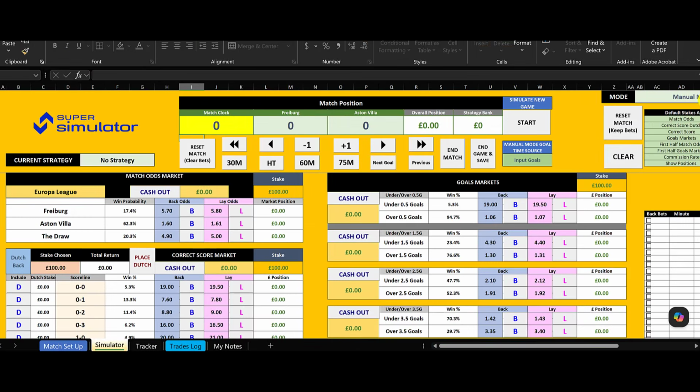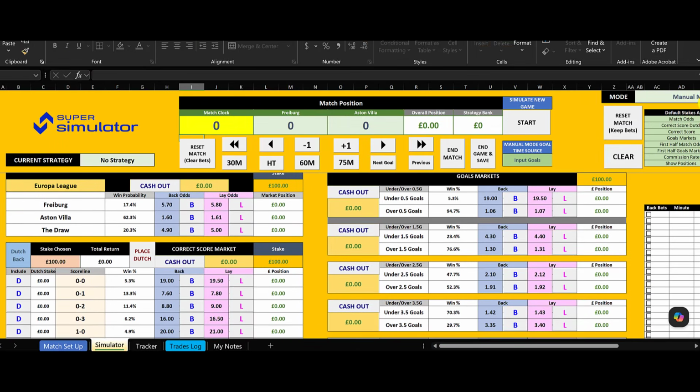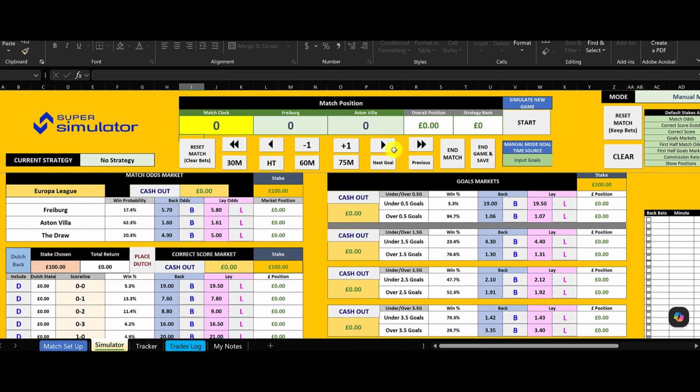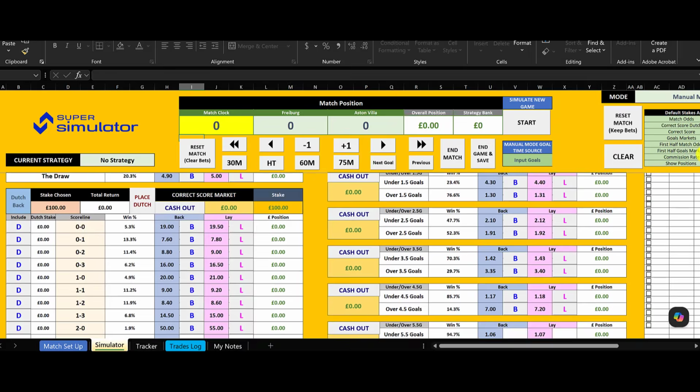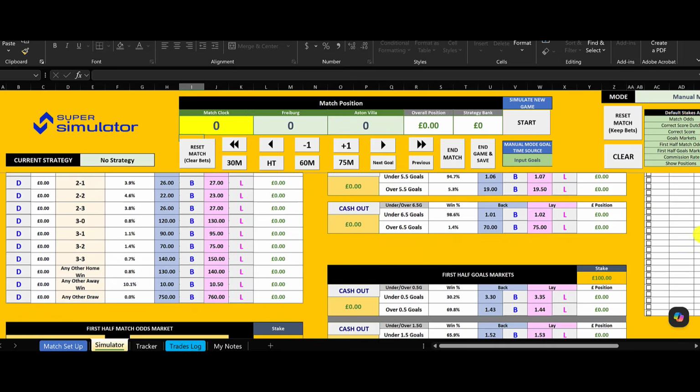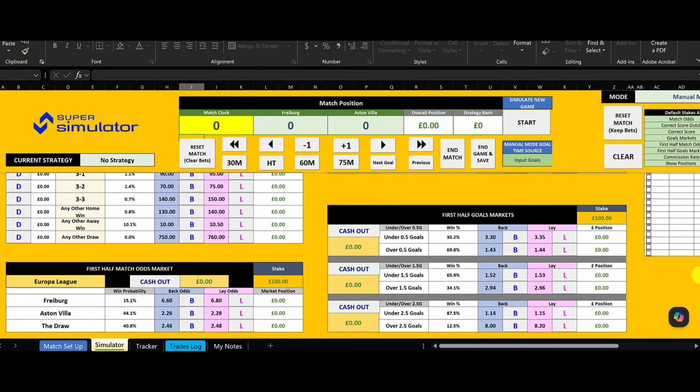So this here is the football trading super simulator. In the other videos, if you've seen them, you might have seen the regular simulator, which mainly just has the match odds market and the goals markets. But the super simulator also involves the correct score market. And if we scroll down, you've even got the first half goals markets and the first half match odds markets.